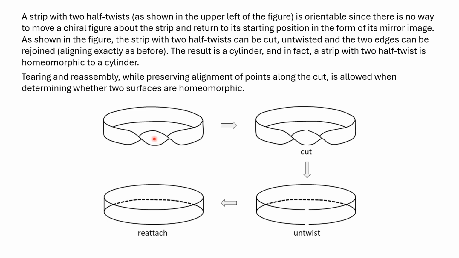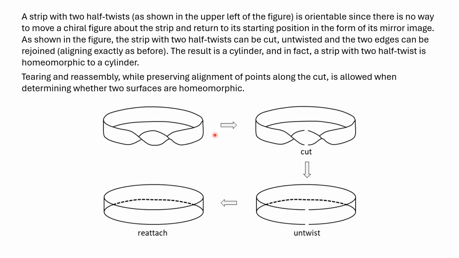And what happens is if you start here, it's going to flip once. You keep going around and it's going to flip again, but that'll bring it back to its original orientation. If you started here, it would flip once and then flip again. So no matter where you start and come back, the chiral character is going to be in the same orientation. So if you have two half twists, the figure is in fact orientable.